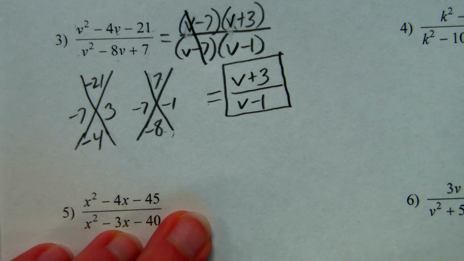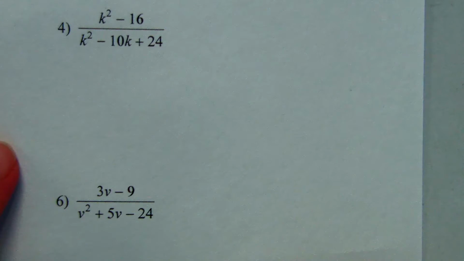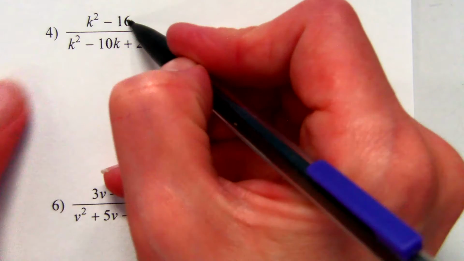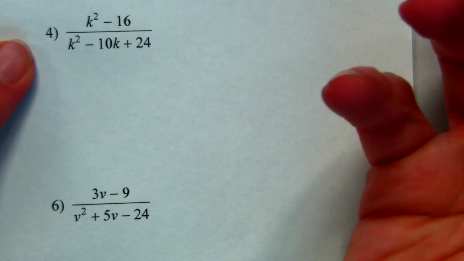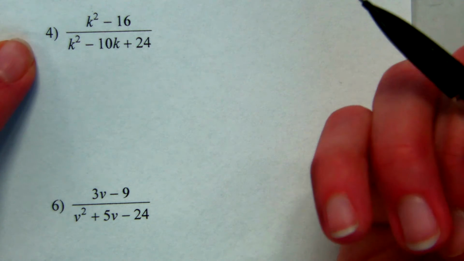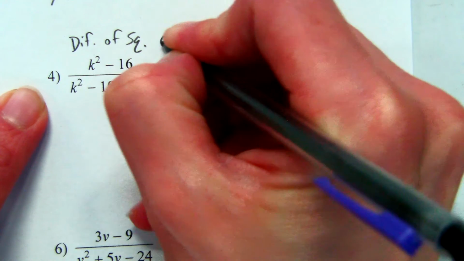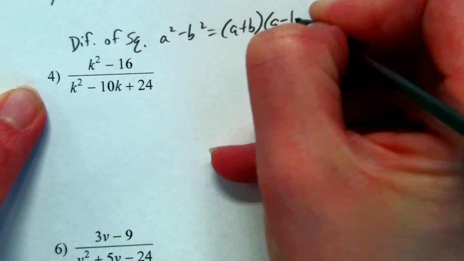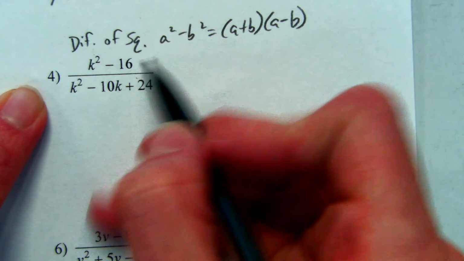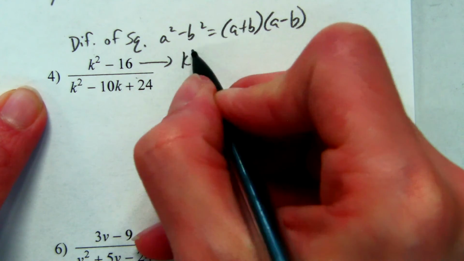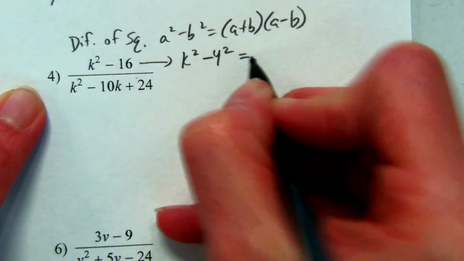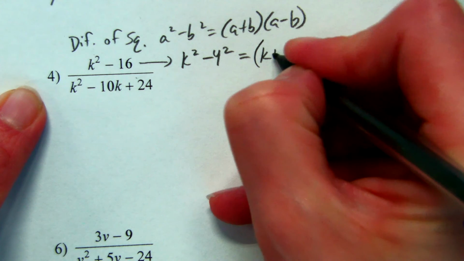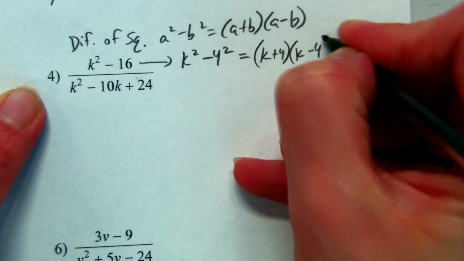Okay. Let's take a look at number 4. The top of number 4 is a difference of squares. If you know the shortcut for that, the formula for a difference of squares is a squared minus b squared equals a plus b and a minus b. So we're thinking of this as k squared minus 4 squared, and you can use that shortcut and do k plus 4 and k minus 4.